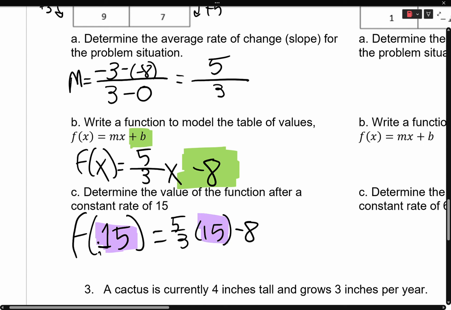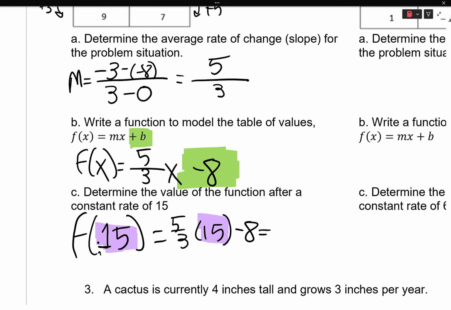This can go straight into your calculator. 5/3 times 15 is 25. 25 minus 8 is 17.